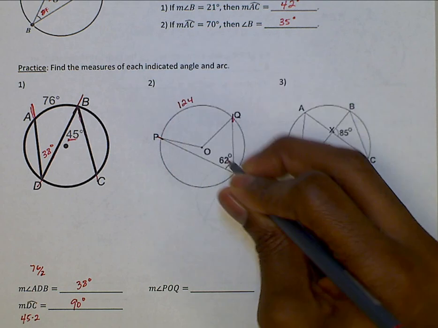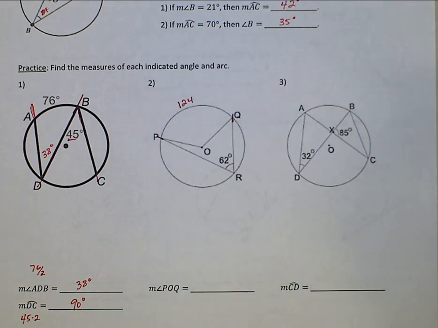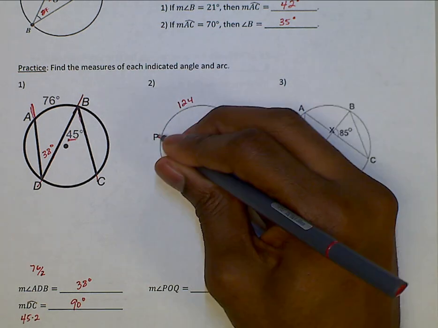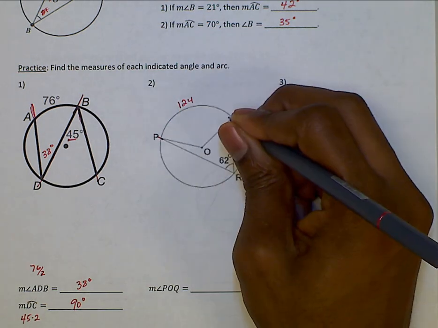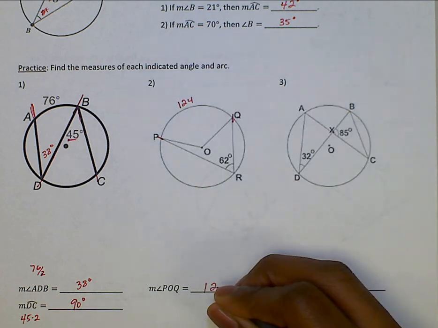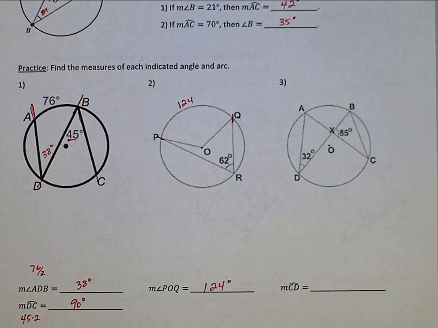Because the inscribed angle is half of the arc, we'd say 62 times 2 to get 124. And since this arc is 124, the central angle is 124. We know that from our first lesson, that the central angle is the same as the arc it intercepts.